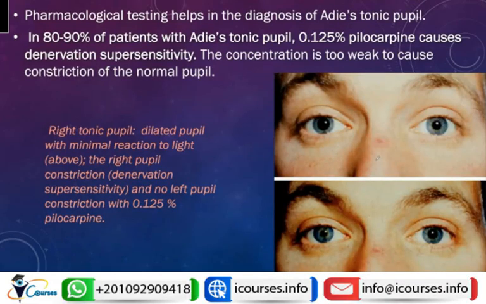To diagnose this condition, we do the 0.125% pilocarpine test, which is a very diluted pilocarpine. This patient has a right tonic pupil and the left eye is normal. When we put this diluted pilocarpine in the left eye, it doesn't constrict because this is too weak to cause constriction. But since the right eye has denervation hypersensitivity, this will lead to constriction of the right eye.